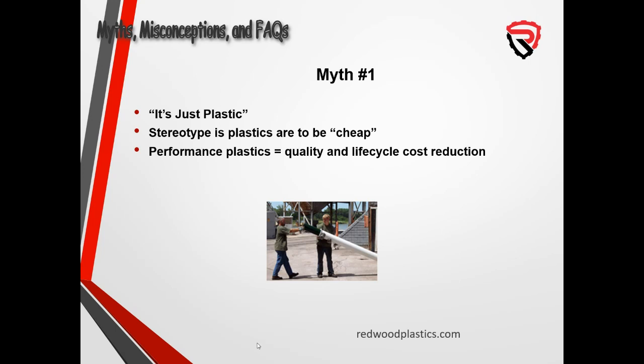In fact, the plastic lumber that we sell is engineering grade, it's fiberglass reinforced, it's excellent stuff. You can build some really cool things with it, but that does come at a cost. The takeaway point here is that performance plastics offer quality and life cycle cost reduction, okay? So when plastics replace metal or wood, and sometimes glass, they tend to last longer, require less maintenance and less replacement, so it's a higher quality material. But yes, that comes at a financial cost.